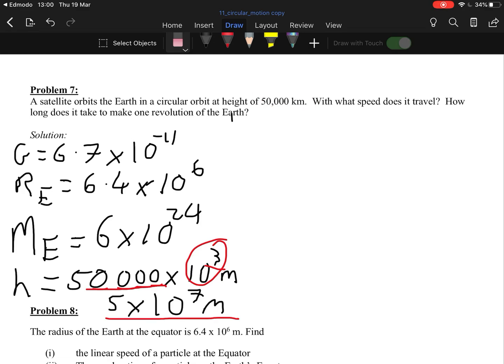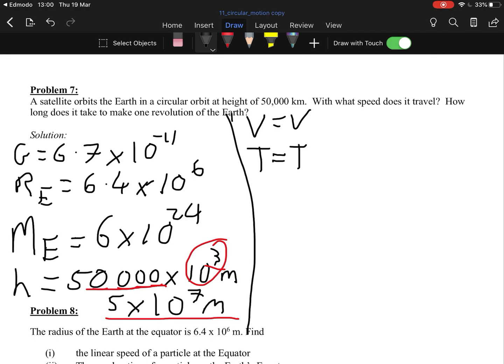Right. So we look at our values. What are we asked to find? We are told we want V. So I'm going to leave that as V. And we want the period of time, T, which equals T.